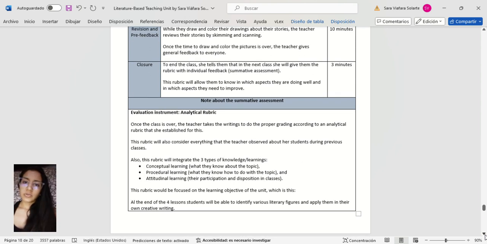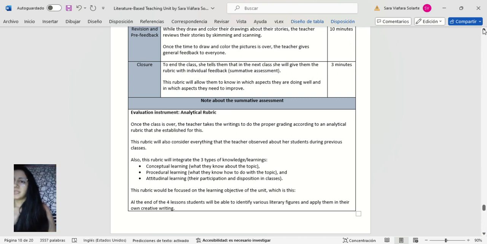And then in the closure of the class, the teacher tells them that in the next class she will give them the rubric with individual feedback. And this rubric will allow them to know in which aspects they are doing well and in which aspects they need to improve.